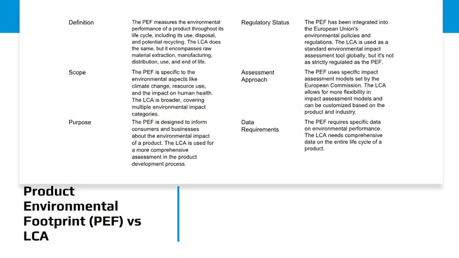Comparing the Product Environmental Footprint (PEF) with Life Cycle Assessment (LCA) sheds light on the scope and focus of environmental impact assessments. While the PEF measures the environmental performance of a product from use to disposal, the LCA provides a more comprehensive evaluation that includes raw material extraction, manufacturing, distribution, use, and end-of-life scenarios. Understanding the distinctions between PEF and LCA enables businesses to tailor their environmental assessments to specific goals, enhance sustainability practices, and drive positive environmental change.